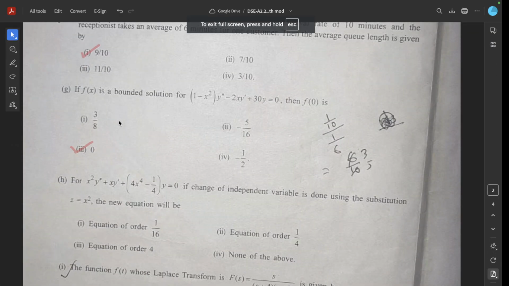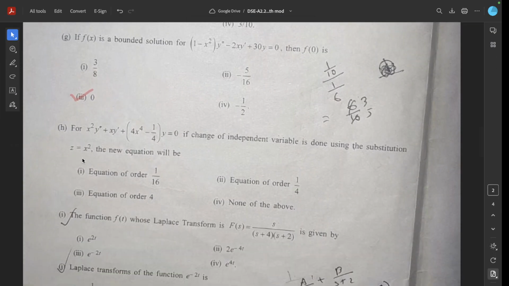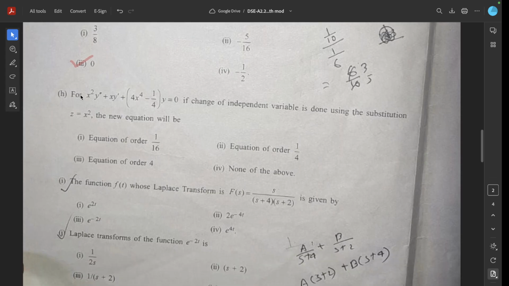Question 1H. For x square y double dash plus x y dash plus (4x to the power 4 minus 1 by 4) y equal to 0, if the change of independent variable is done using the substitution z equal to x square, then the new equation will be... The correct option is the equation of order 1 by 4.